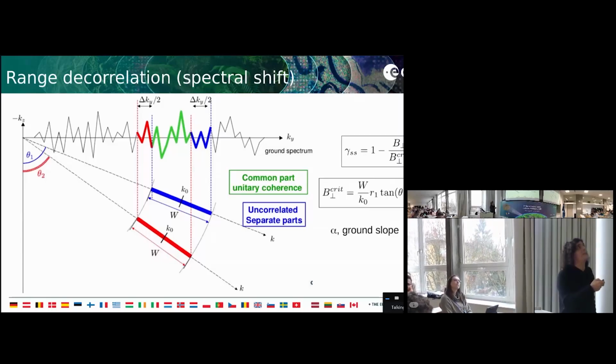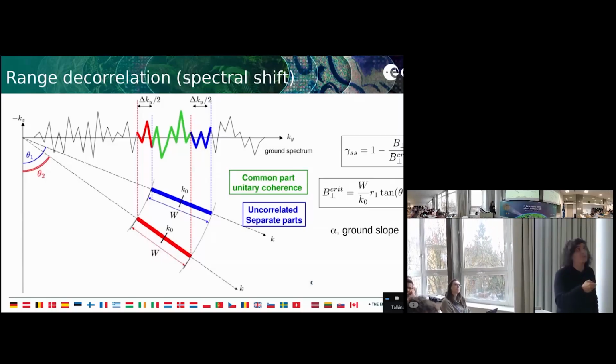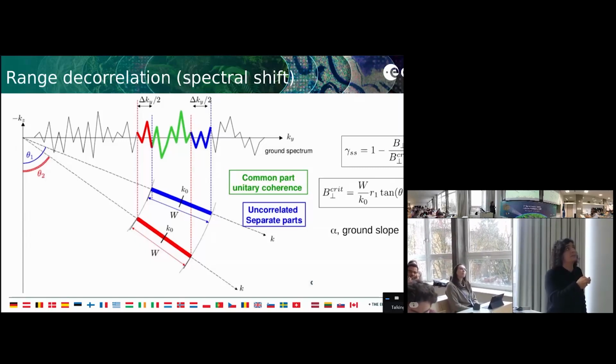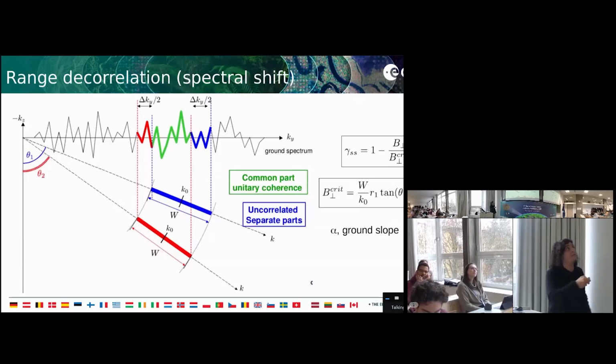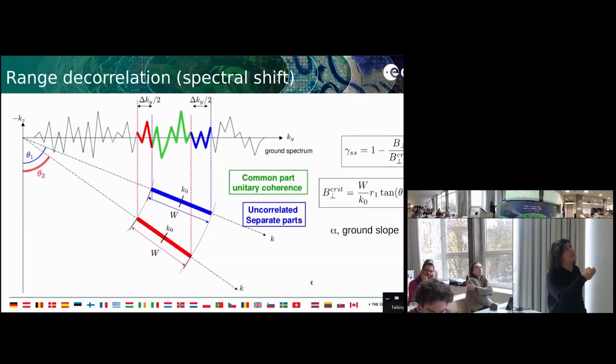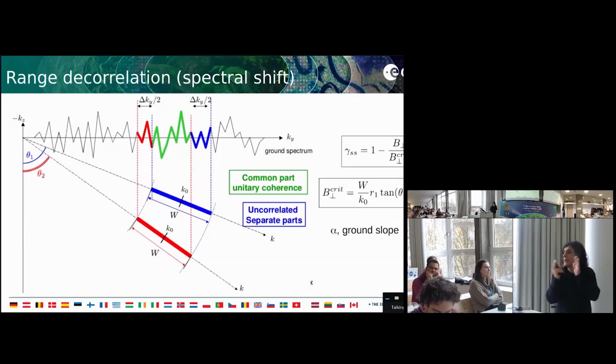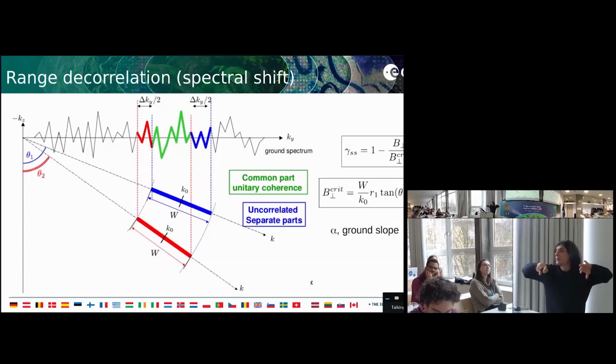If you have a very good range resolution, in this direction, the W will be very, very big, and you see that the part that is not common to image 1 and image 2 will be very small. But if W corresponds to very small values, then this part will be larger than the green one. The green one corresponds to the really correlated part in the spectrum, and the red and blue ones correspond to the ones that are not correlated at all.